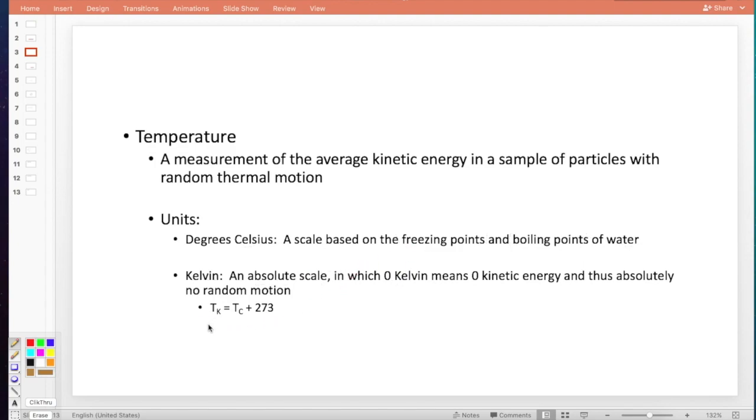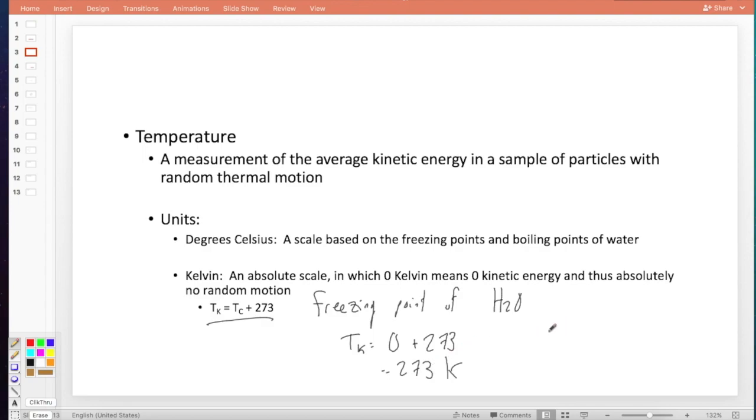It's an absolute scale. Here is how you convert between Celsius and Kelvin. All you have to do to calculate the Kelvin temperature is take the Celsius temperature and add 273. The freezing point of water in degrees Celsius is 0. Slap a 273 on that, and we get that the Kelvin temperature is 273. Water freezes at 273 Kelvin. It is not degrees Kelvin. We don't say degrees Kelvin because it's not based on reference points. It's an absolute scale.